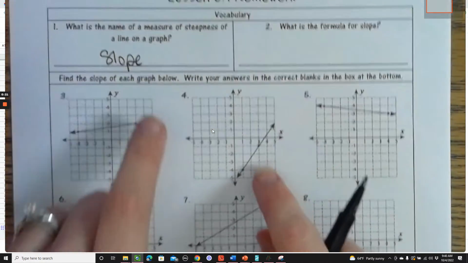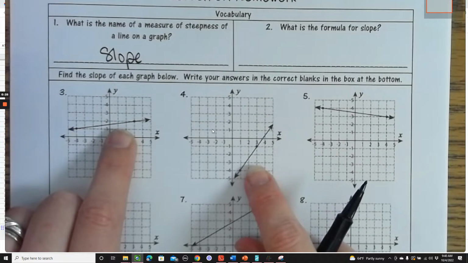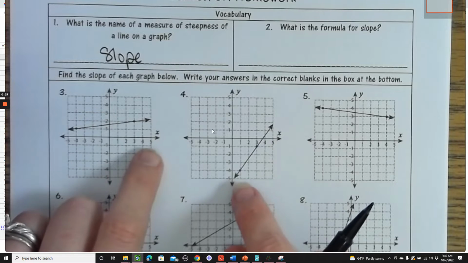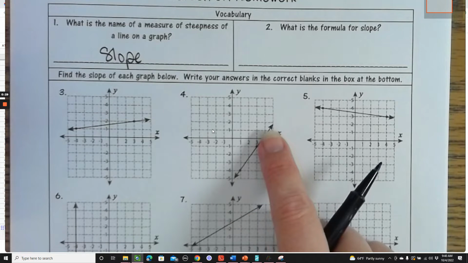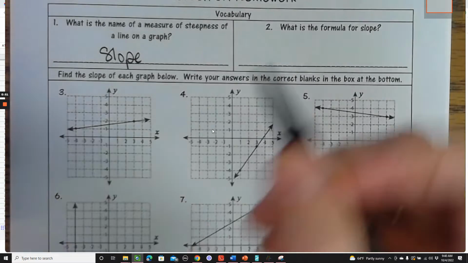So if you would look at these two lines, which one would you say is more steep? 4 is steeper. If you think about walking up a hill, if any of you have run on a treadmill, you know you can set the steepness. There's a specific name for it, but you can set how steep that treadmill is, and the steeper it gets, is it harder or is it easier to run? It's harder to run if it gets steep, okay?